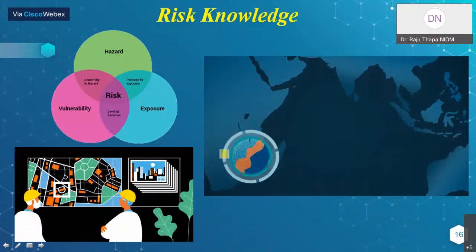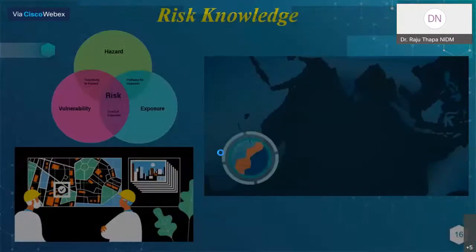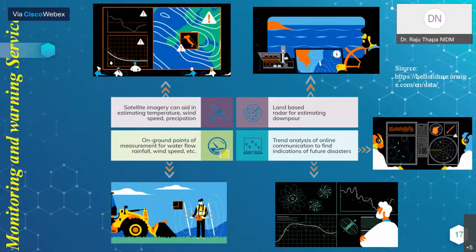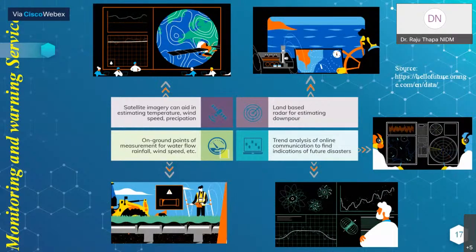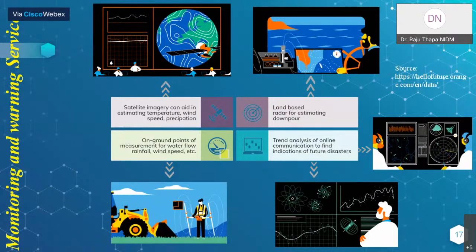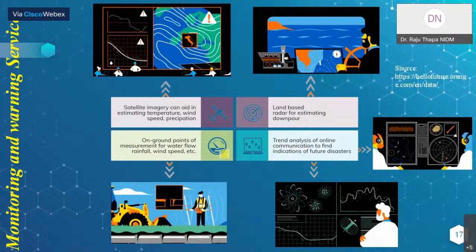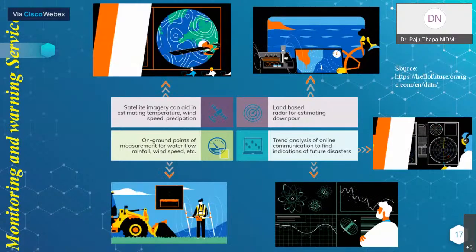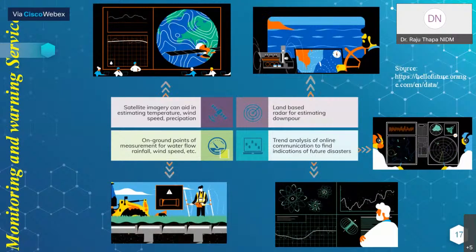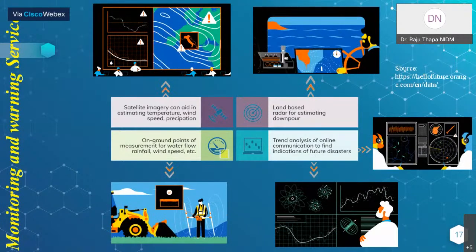The second point is the monitoring and warning services. Most of the time, whenever we talk about an early warning system, this is what people think of. But this is just a part of the early warning and communication system. Monitoring basically means collecting information along with sets of proxy variables related to risk.